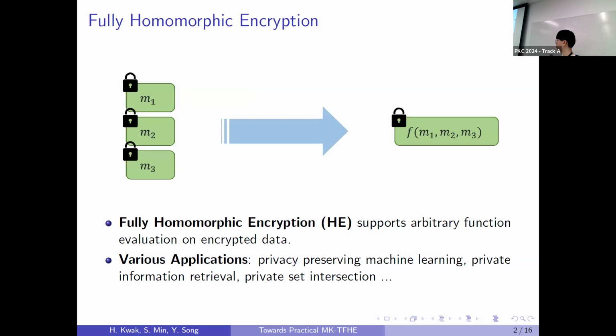So let me first introduce you the notion of fully homomorphic encryption. It is an encryption scheme which allows us to perform arbitrary function evaluations on encrypted data. So it can be applied to lots of applications such as privacy preserving machine learning or PSI or PIR.